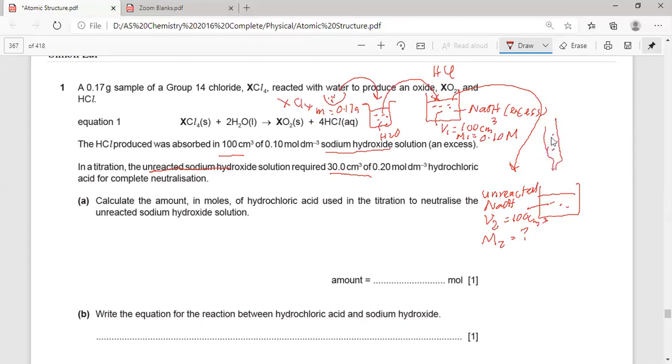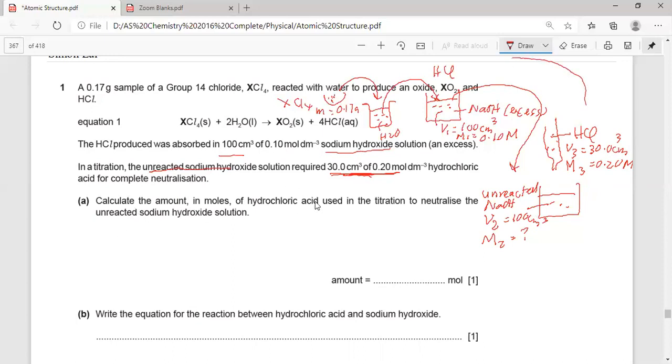Okay, this is your HCl. And this HCl, how much do I use? So the V2 here, put V3 now. How much is it equal to? 30.0 cm cube. And what's my molarity? It equals 0.20 molar. Okay, now you can see the whole picture at once, right? So you go backwards here, you go backwards here.